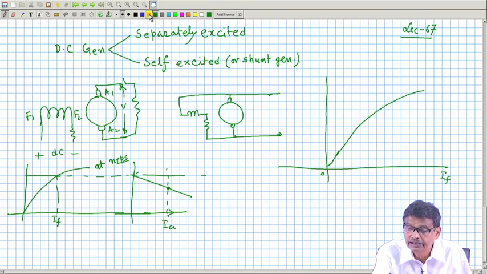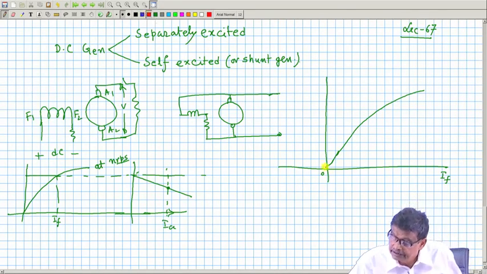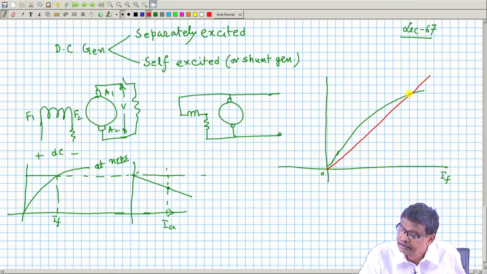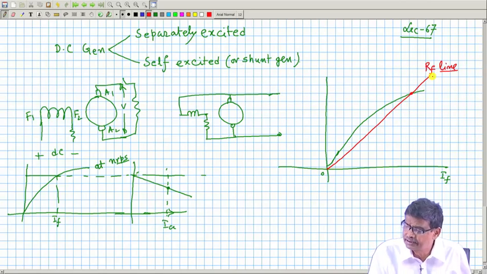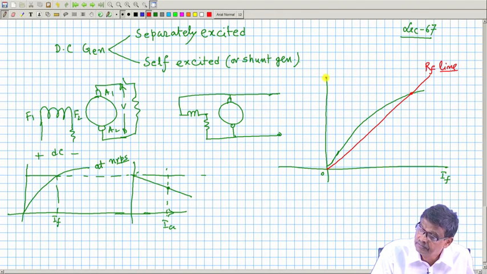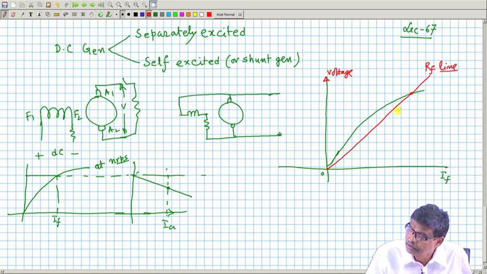How much voltage the machine will excite to depends upon the value of the field circuit resistance. This is called the RF line, which is just the VI characteristic of the field circuit. This is the voltage axis. How much voltage will the generator generate? It will generate across the armature A1, A2, and this generated voltage will be about Eg.